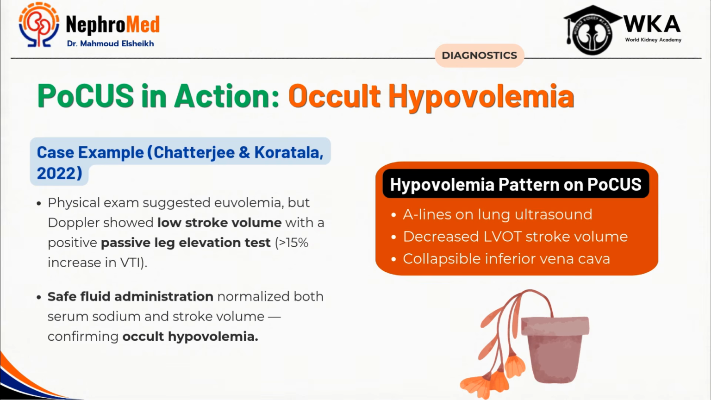For example, predominant A lines, as we mentioned, on lung ultrasound suggest absence of pulmonary congestion. A reduced LVOT stroke volume may indicate low forward flow, and a highly collapsible inferior vena cava can support low intravascular volume status. So this is a perfect example of how POCUS can uncover physiology that may not be obvious from standard bedside examination alone. And honestly, this is where modern bedside ultrasonography becomes incredibly powerful, especially in complex hyponatremia cases where the clinical picture is mixed or misleading in some circumstances.